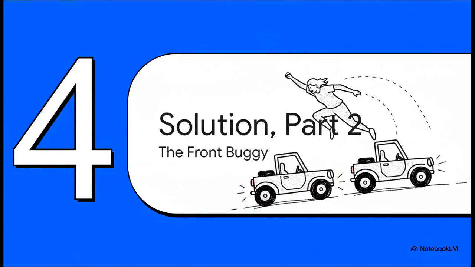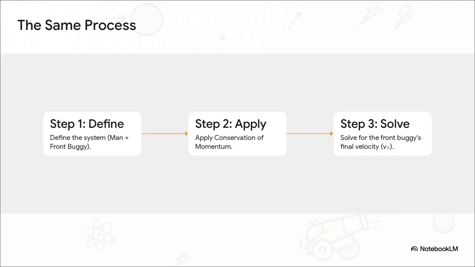We've handled the jump. Now for part 2, the landing. Our guy is flying through the air and he's about to land on the front buggy. Let's analyze that. And guess what? We're going to use the exact same 3-step process. No need to reinvent the wheel. Step 1, define the system. This time it's the man and the front buggy. Step 2, apply conservation of momentum to the collision of him landing. And step 3, solve for the front buggy's final speed, which we'll call v₂.